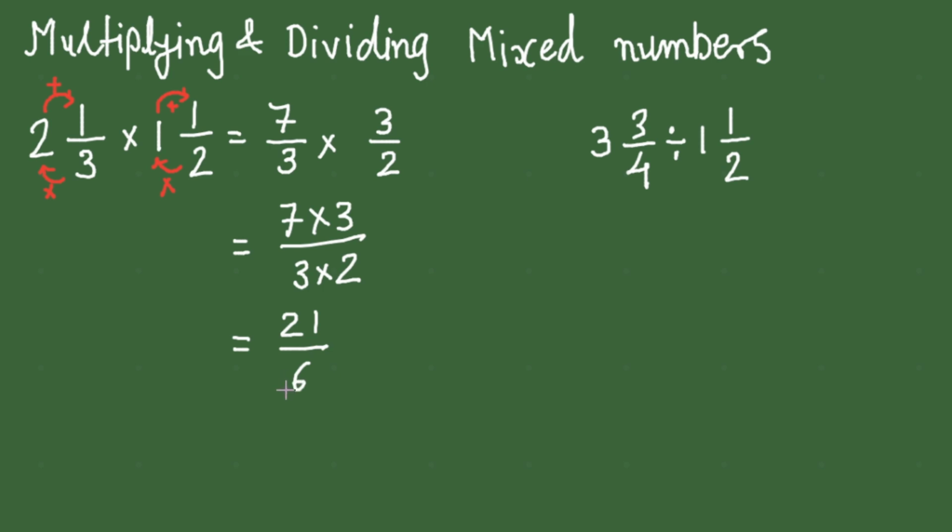21/6. Now, 21 and 6 both are divisible by 3. So, 21 divided by 3 is 7 and 6 divided by 3 is 2. So, our answer is 7/2.